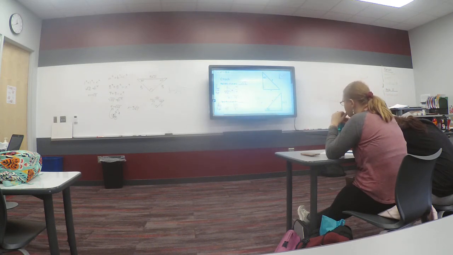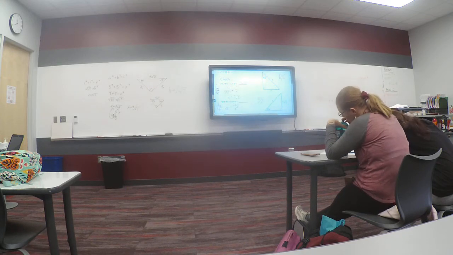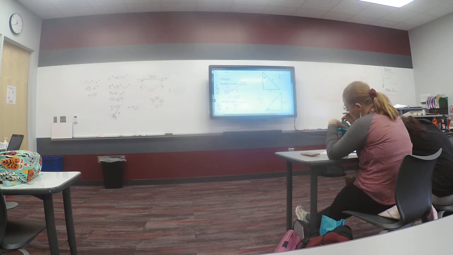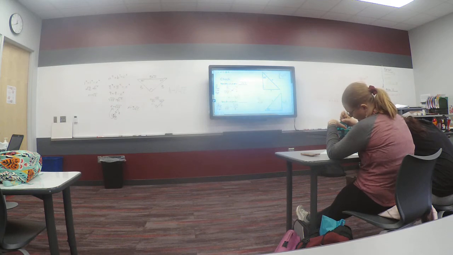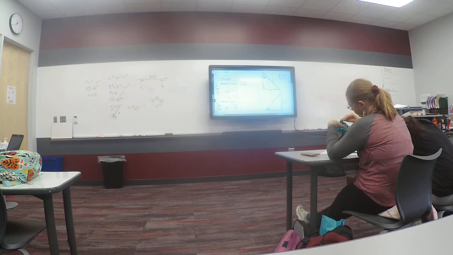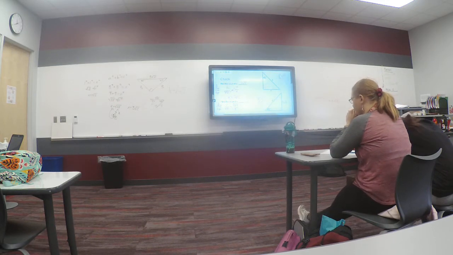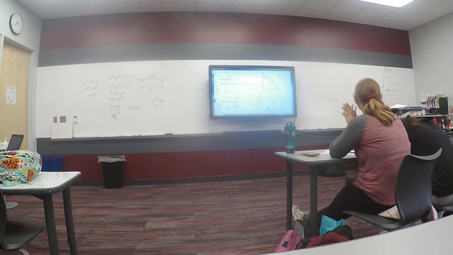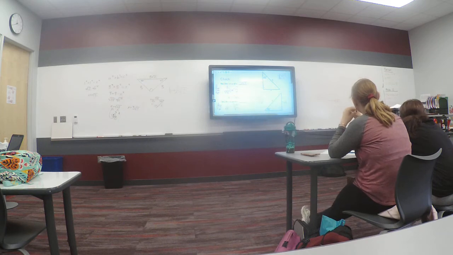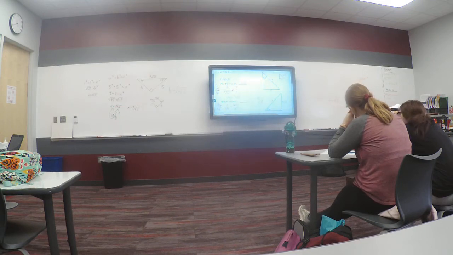So 1 times x is going to be equal to this. So there's 7 times radical 2 times radical 2. It's going to be 7. Absolutely. And then what's the square root of 4? 2.